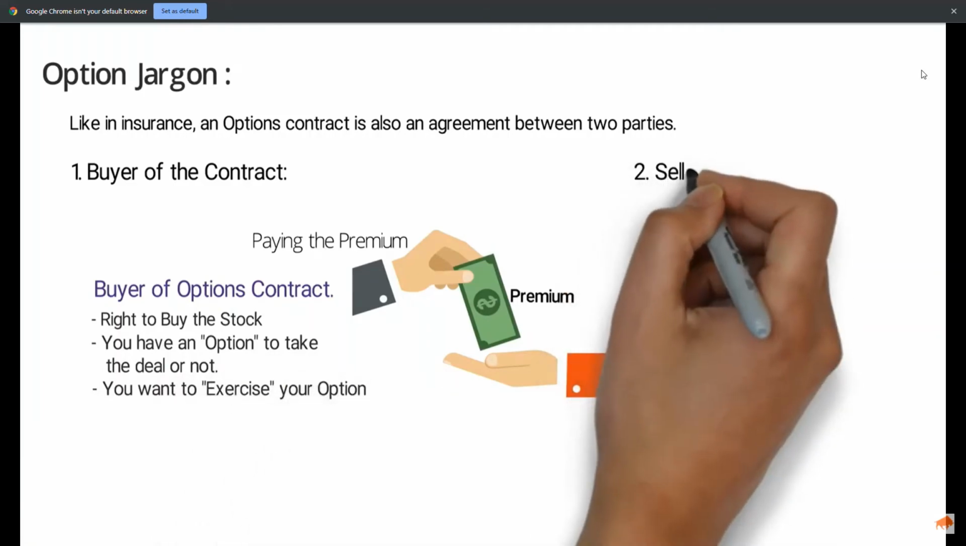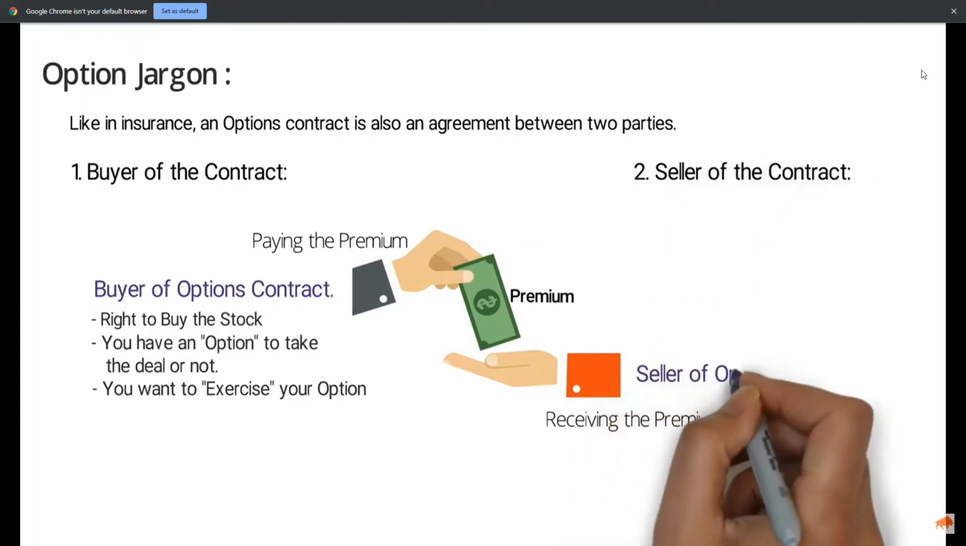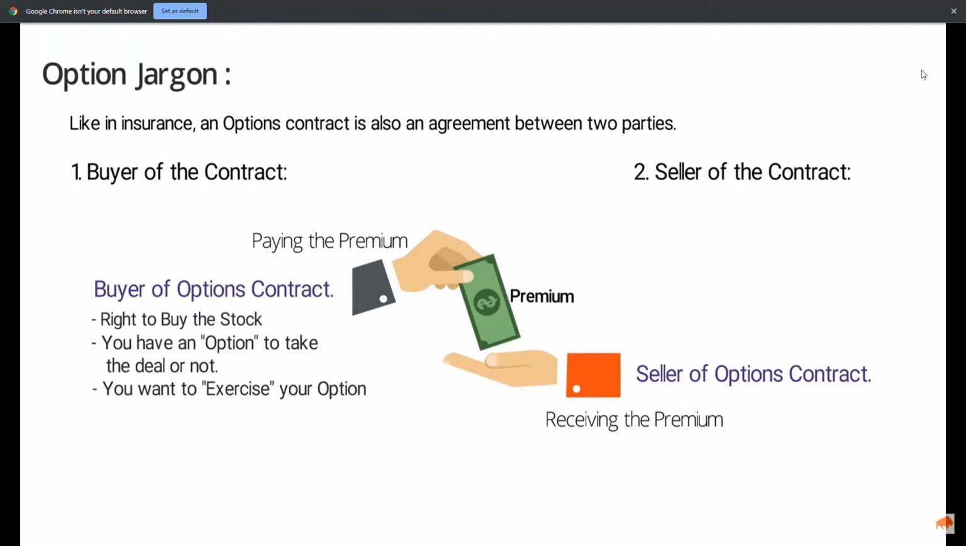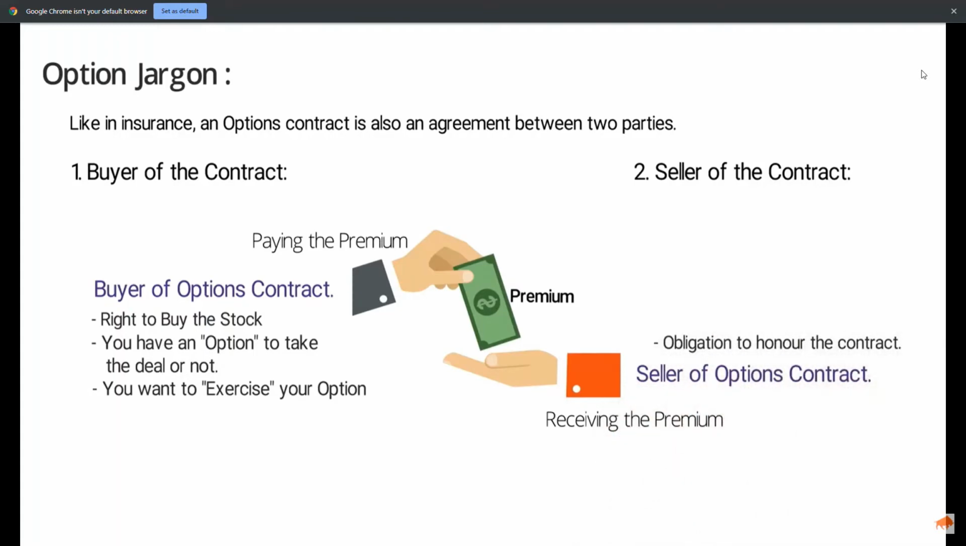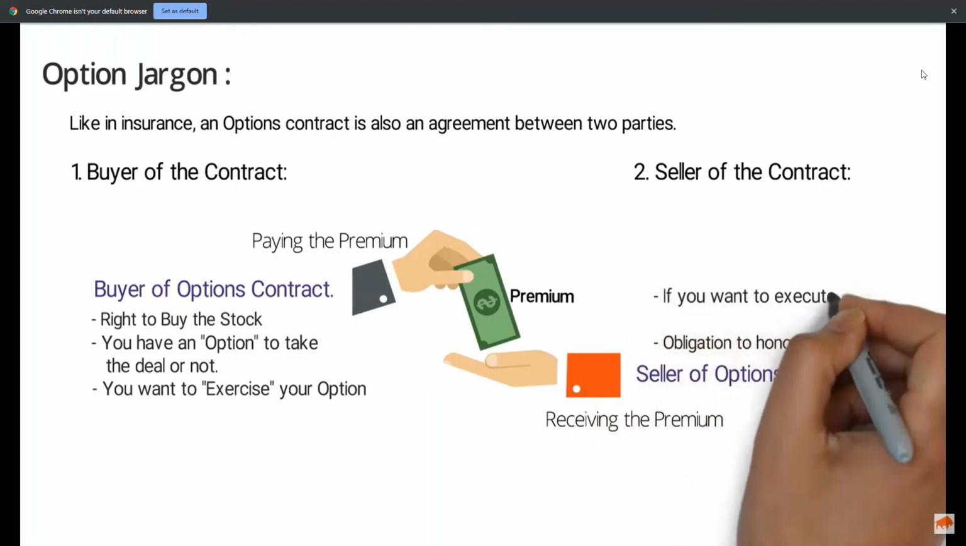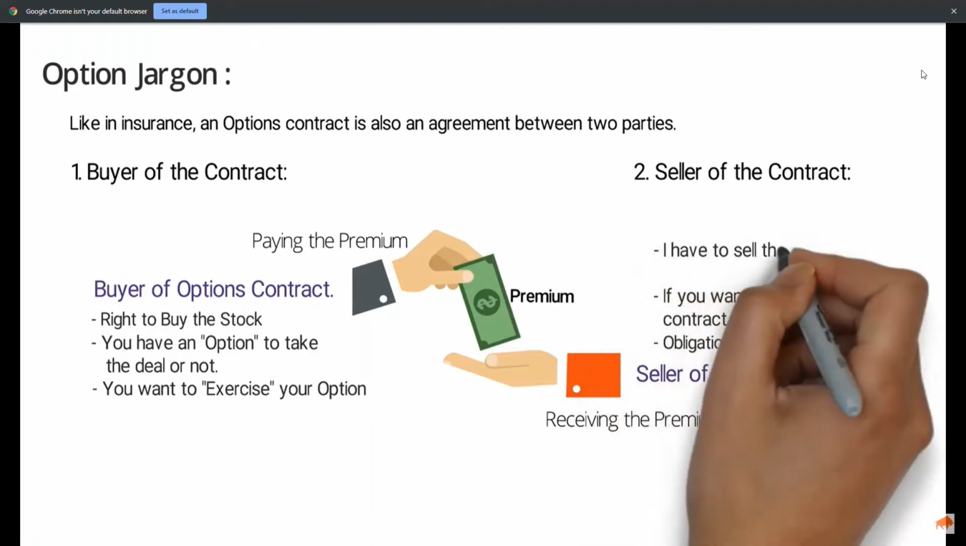The second party is the seller of the contract. I am receiving the premium, so I am the seller of the option contract, and I have the obligation to honor the contract. By obligation, I mean if you want to execute the contract, I can't refuse you. I have to sell the stock at the agreed price.